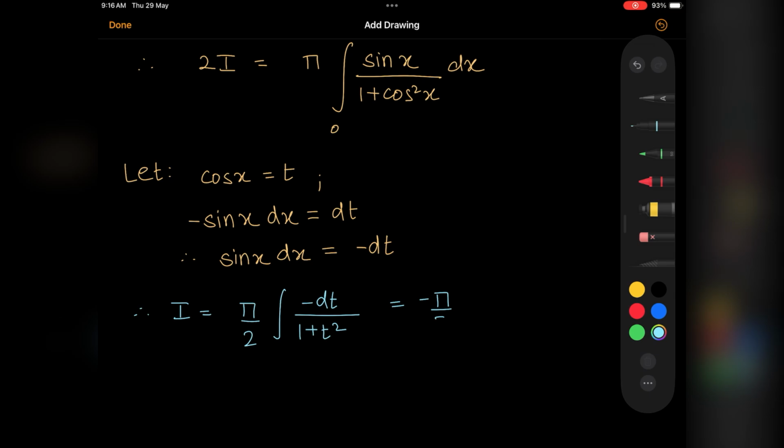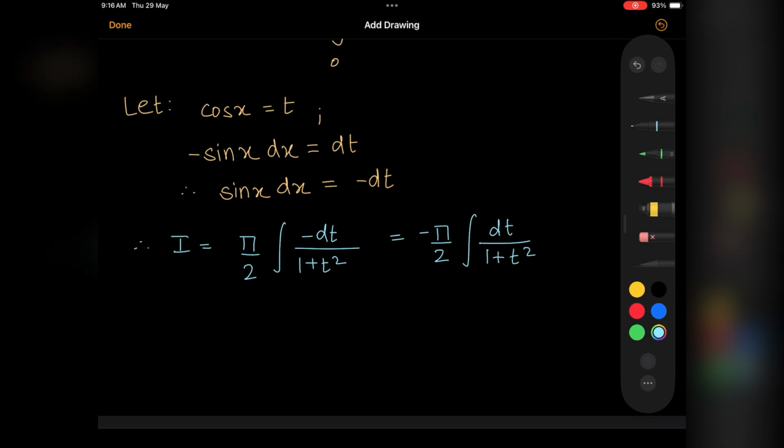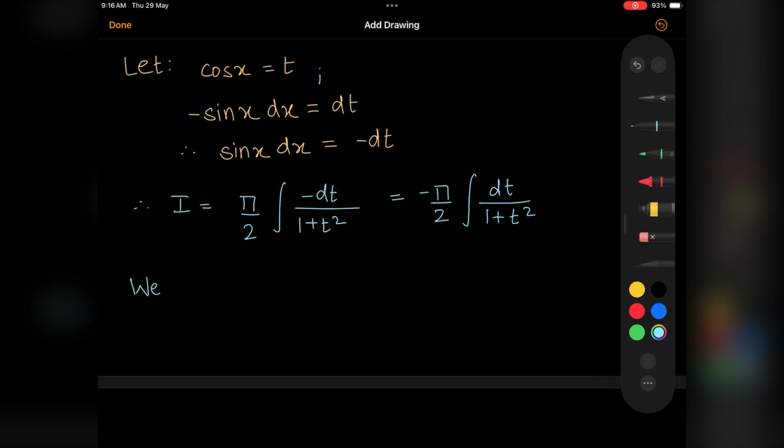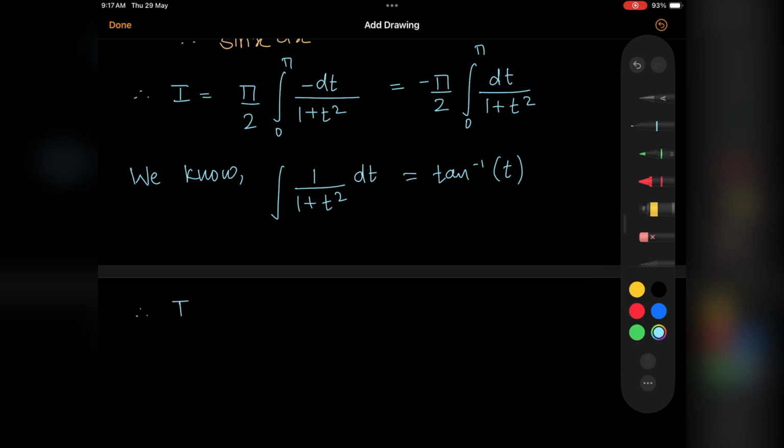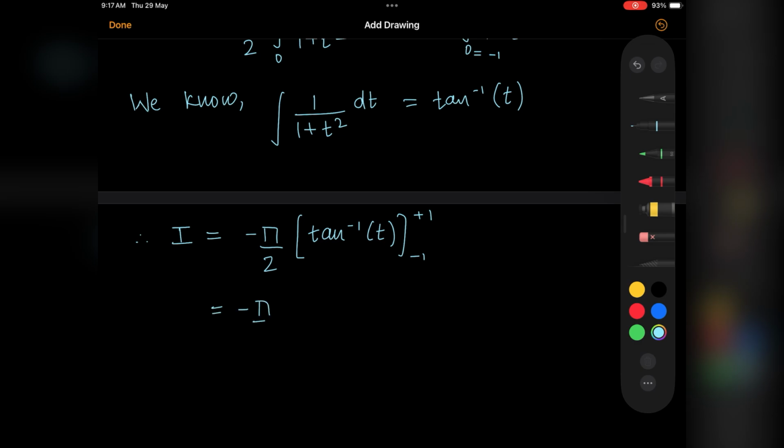Here we get the value of sin x dx as minus dt, and then we can use both these values in our equation, which will make the equation look like this. Now we know that integration of 1 by (1 plus t square) dt is always tan inverse of t. We'll change the limits, as cos 0 will be 1 and cos pi will be minus 1. We made a slight error in sign, and we can correct it a bit later.